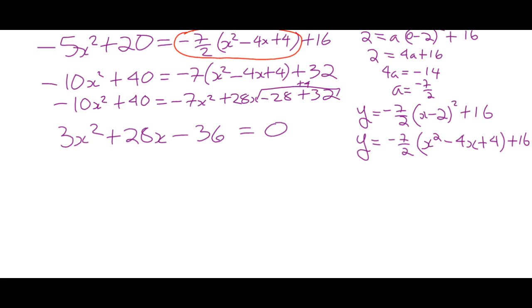How do you know if it factors? Well, you could do b squared minus 4ac, right? You just sit there and go, what's 28 squared minus 4 times 3 times negative 36? And it won't have a square root. And then you'll know, since the discriminant doesn't have a square root, then this thing won't factor. Right? I have to use the quadratic formula.